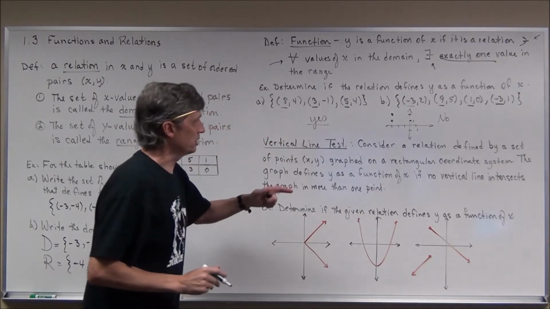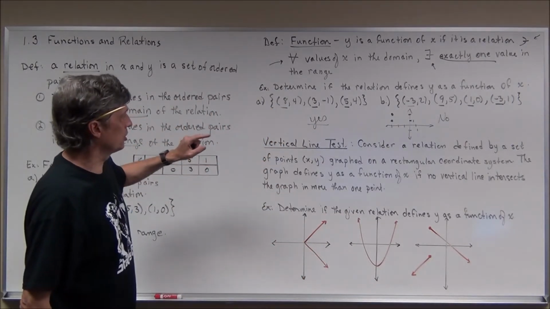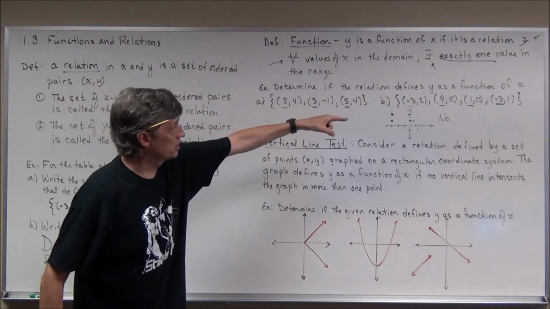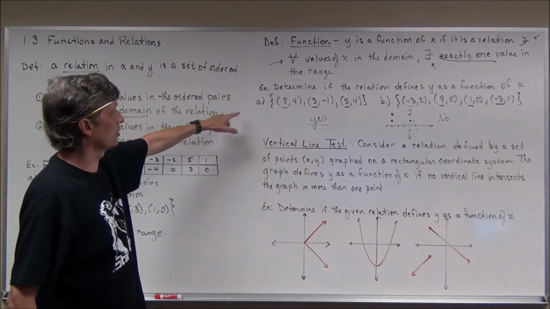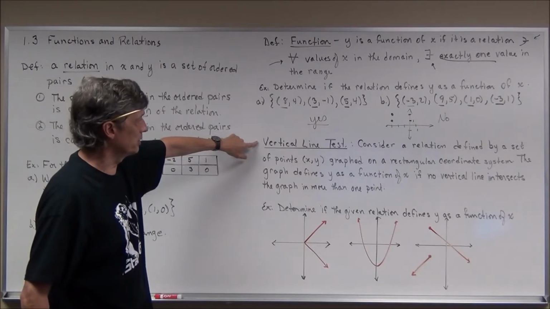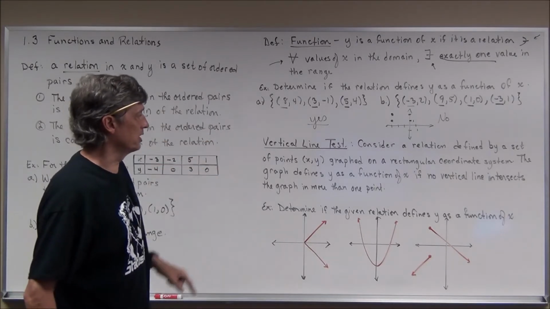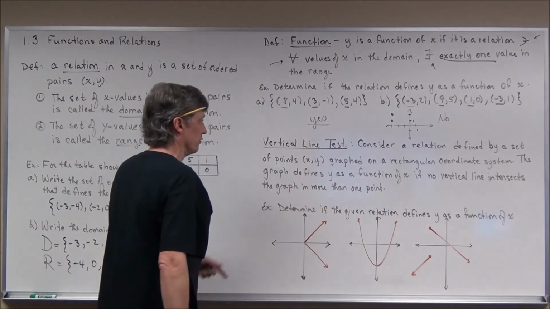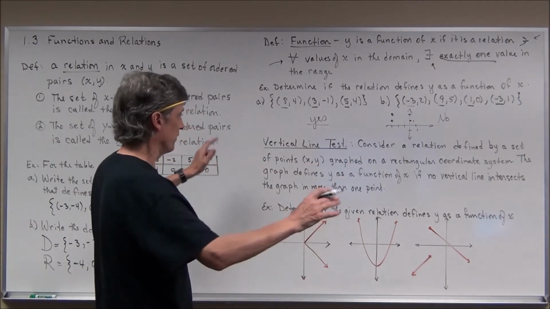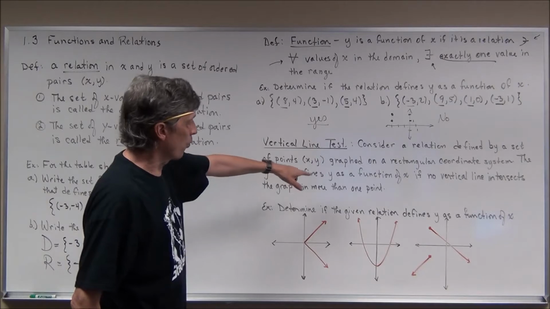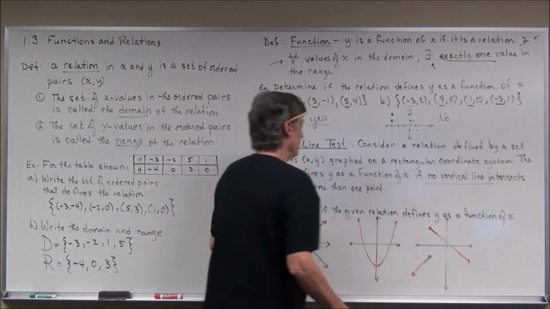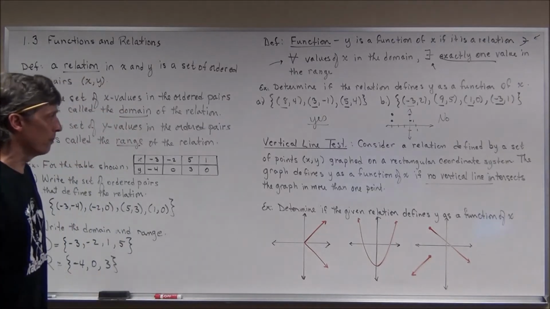In fact, that leads us to a really important test to determine if a relation is a function when not given just sets of ordered pairs like this, but given actual graphs, and it's called the vertical line test. The vertical line test says, consider a relation defined by the set of points (x, y) graphed on the rectangular coordinate system. The graph defines y as a function of x if no vertical line intersects the graph in more than one point.